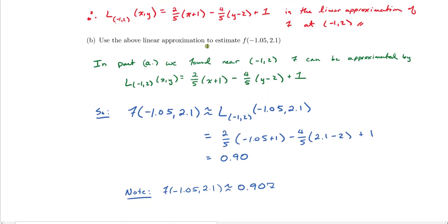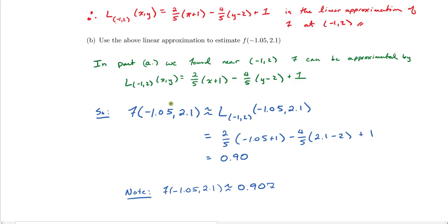So the next question says, why would we come up with a linear approximation other than to approximate other points on the function? So notice that the point that we're asking to approximate here is this ordered pair (-1.05, 2.1). Now that's meaningful because it's close to our anchor point that we started with. So there's our answer from the previous part.